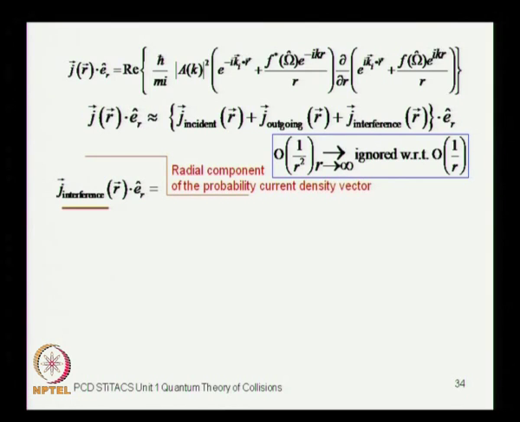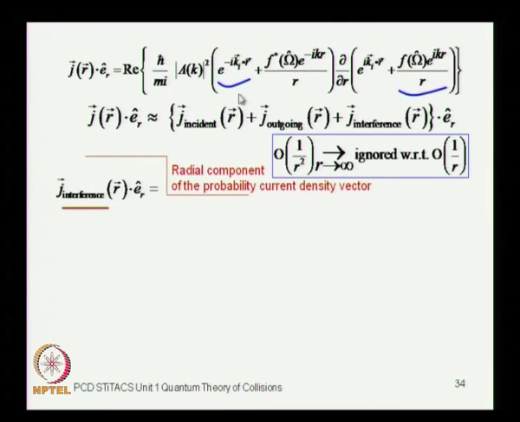So, if you now consider the interference term, because the pure incident term and the pure scattered outgoing term we have already considered, let us now consider the interference term, but we will focus on the radial component of the interference term. So, this is the component of the current density vector corresponding to the interference term and the component along the radial outward direction e_r.